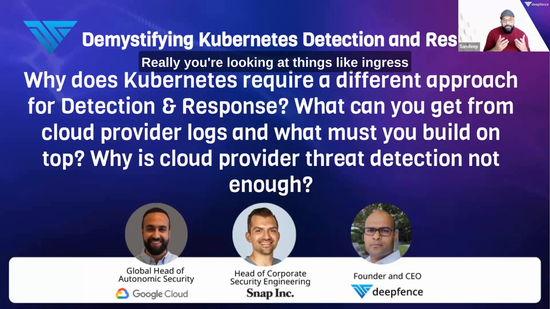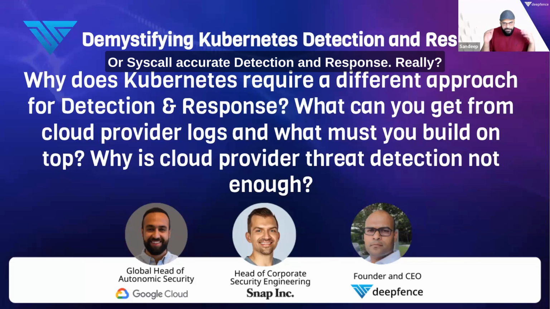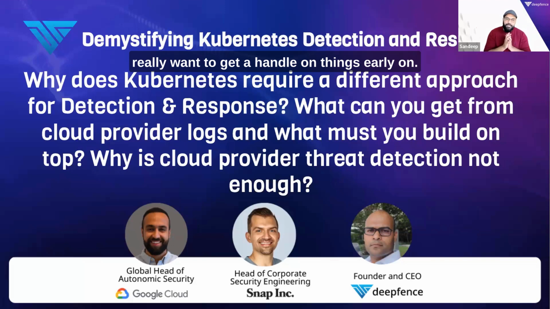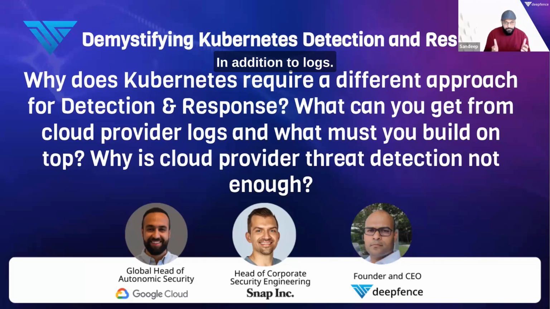You're looking at things like ingress traffic, egress traffic, syscalls and stuff like that. We like to call it packet accurate detection and response, or syscall accurate detection and response, really. Right? You've got to do all of this too if you really want to get a handle on things early on. In addition to logs. Logs are good, they're essential, but they're not sufficient. You need more, and the more really comes from tooling like this, Nick.